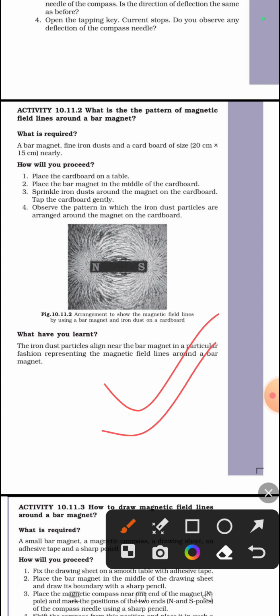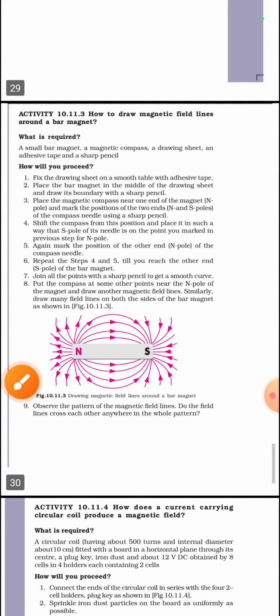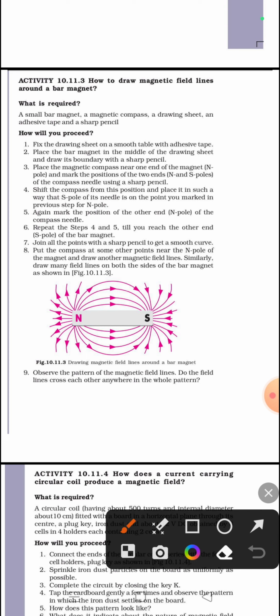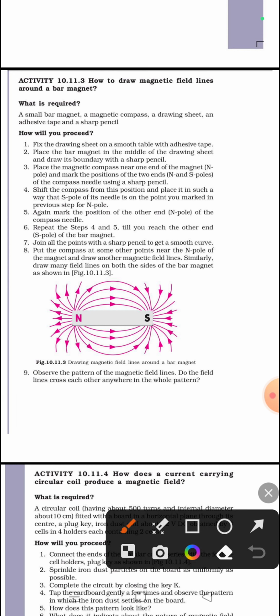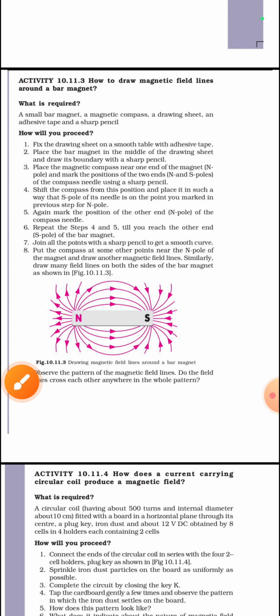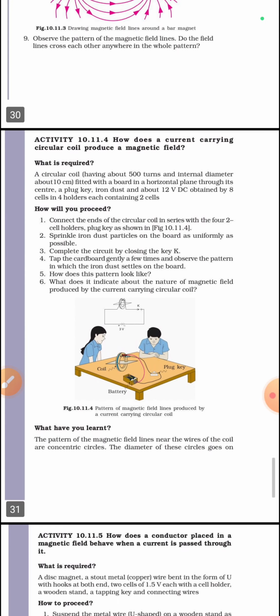What is the pattern of magnetic field lines around a wire magnet? You have to draw the magnetic field lines with the help of a compass. I already uploaded a video on how to draw the magnetic field lines of a magnet. Next, how to draw magnetic field lines around a wire magnet? Procedure is given here, and you can draw the magnetic field lines with the help of a compass.